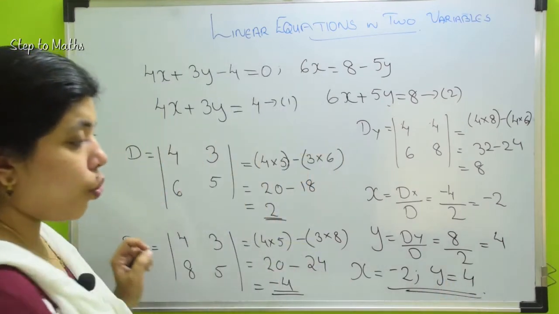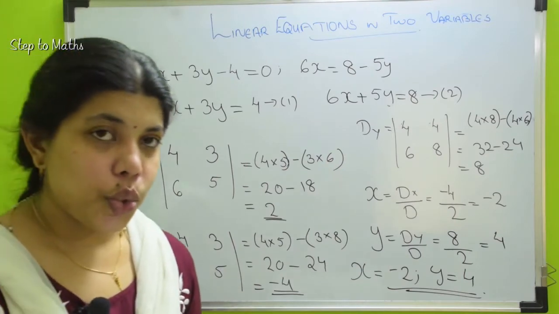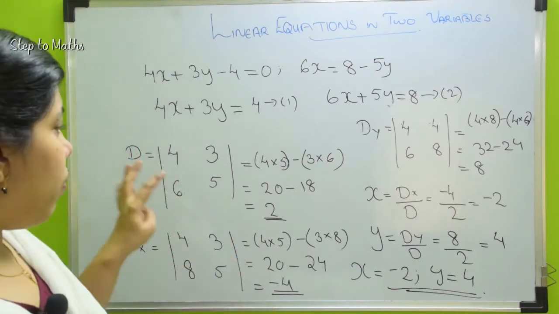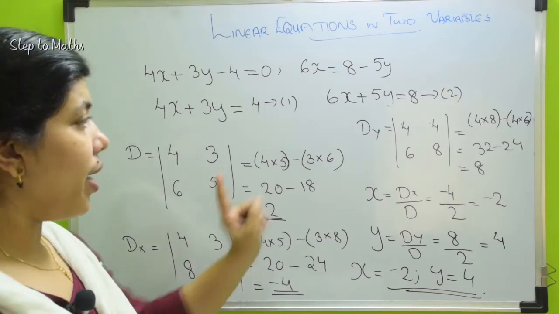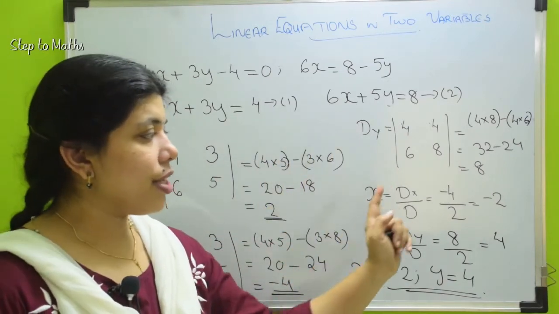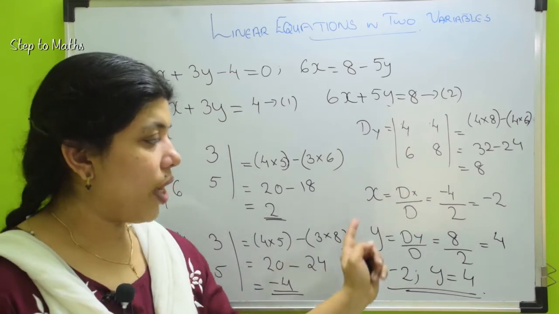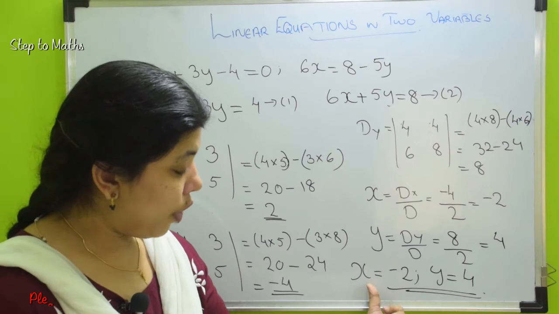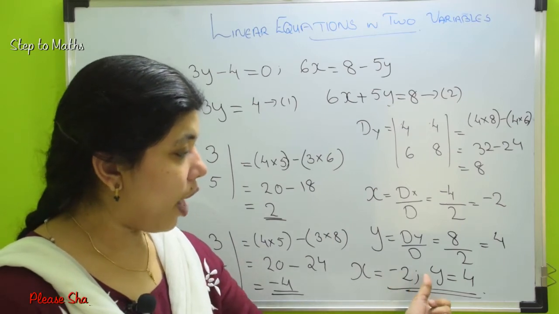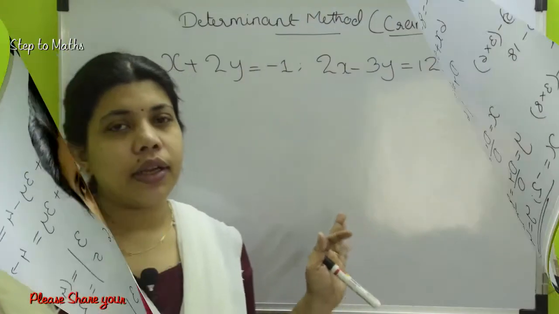To solve given linear equations using Cramer's rule, we have to find the values of three determinants D, Dx and Dy. Then x is equal to Dx upon D, y is equal to Dy upon D. Here we get the values of variables x equal to -2 and y equal to 4.